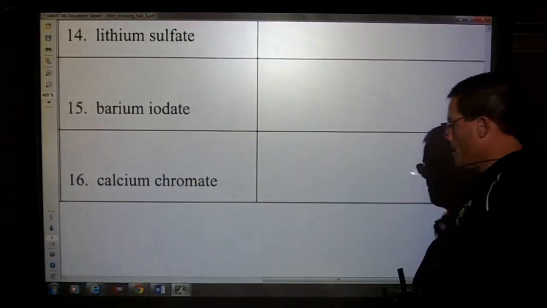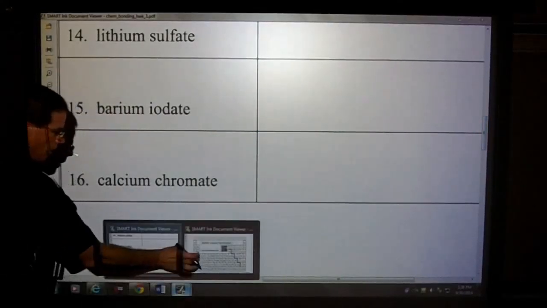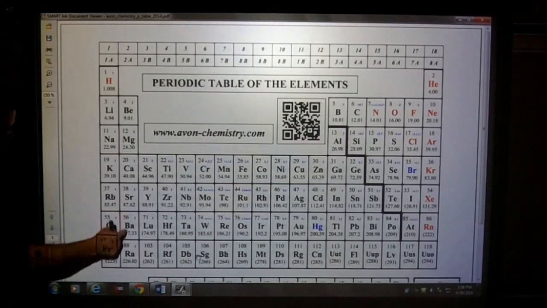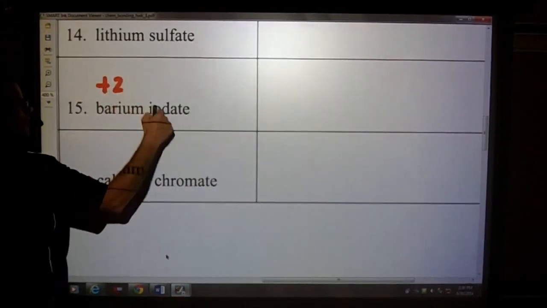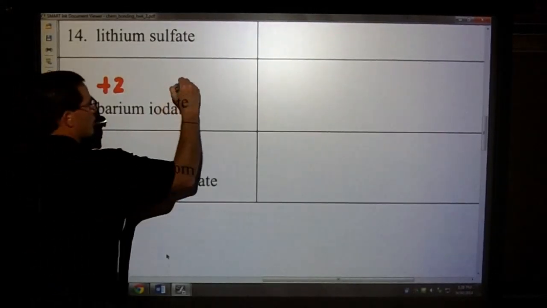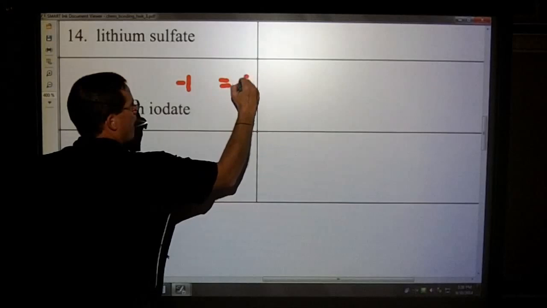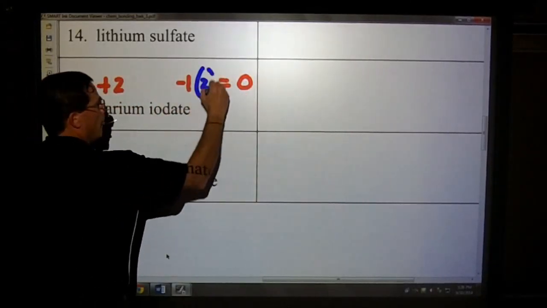Number 15, barium iodate. Again, barium is located in group 2A, right here. So barium has a +2 charge. Iodate, again, ends in ATE. Iodate has a -1 charge, very good. So that means that we need to multiply the iodate by 2.